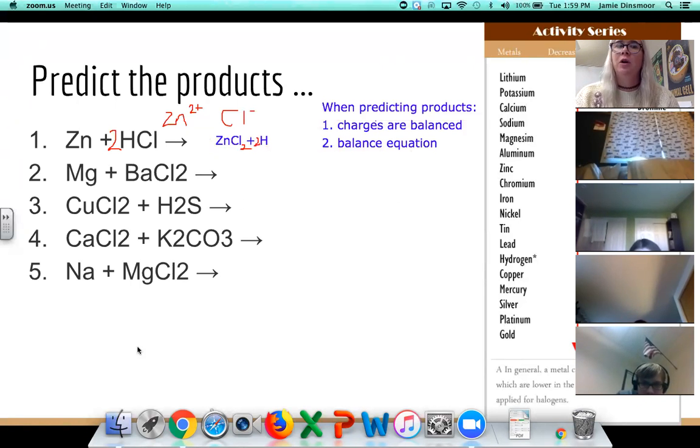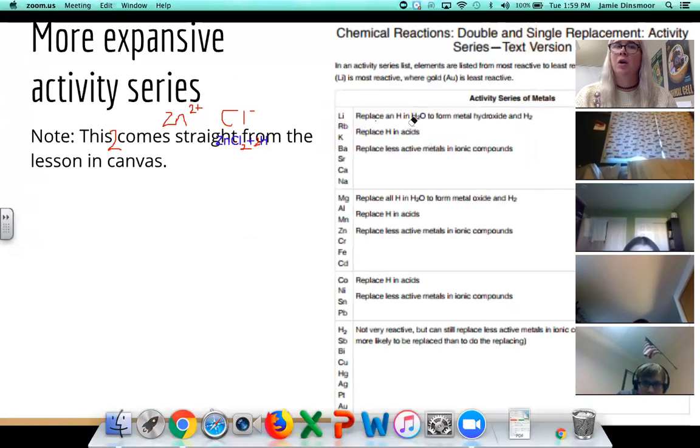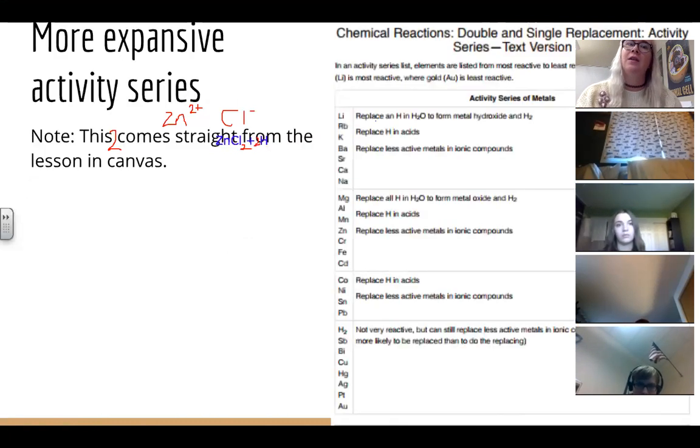And you may need, for number 2, this much bigger chart. Which I don't know if I want to flip back and forth between these things for you guys, but barium is not on this chart because it's a pretty infrequently used metal, but in this case it's used. So write your reaction, Mg plus barium chloride, right? And then you're going to need to use this activity series.